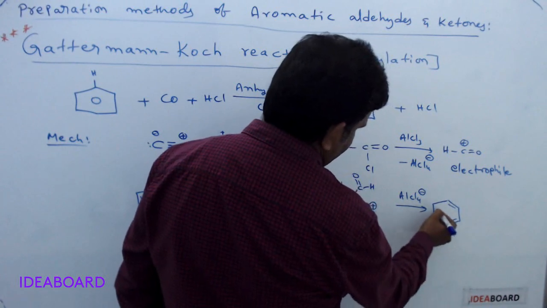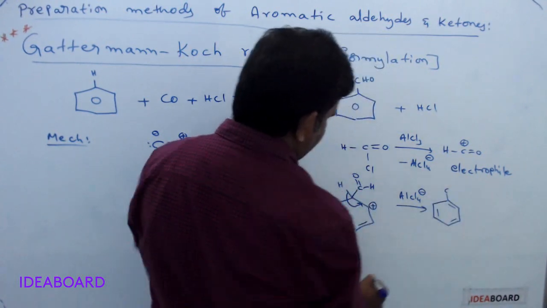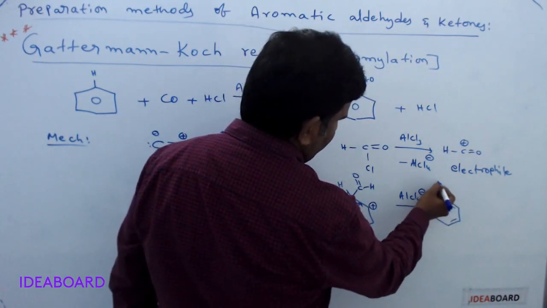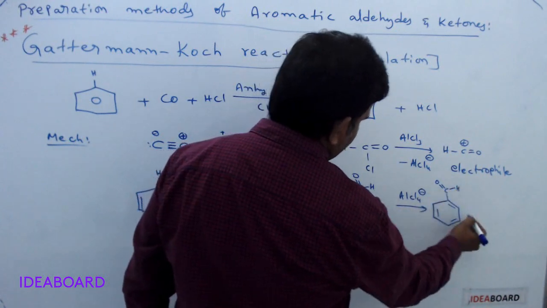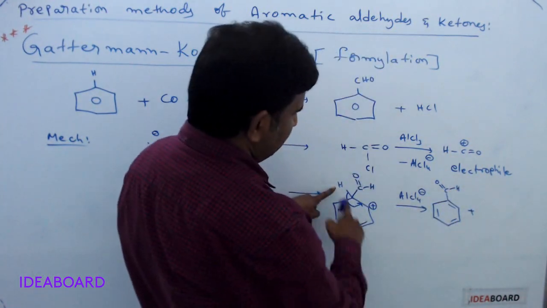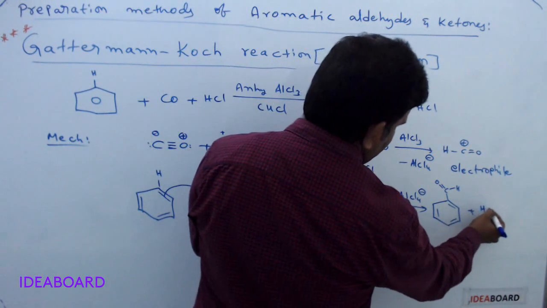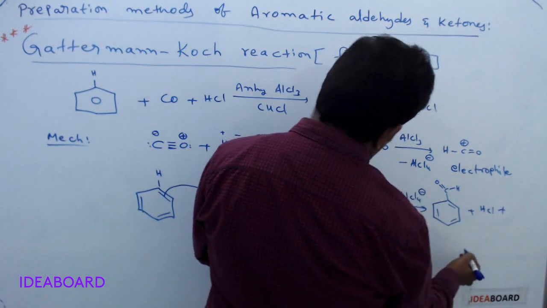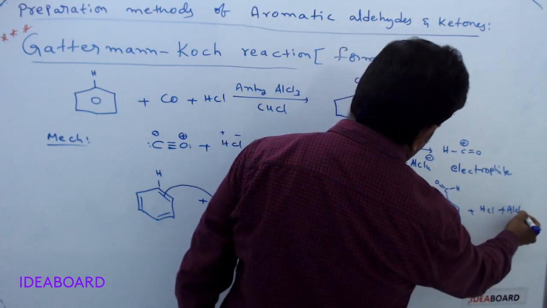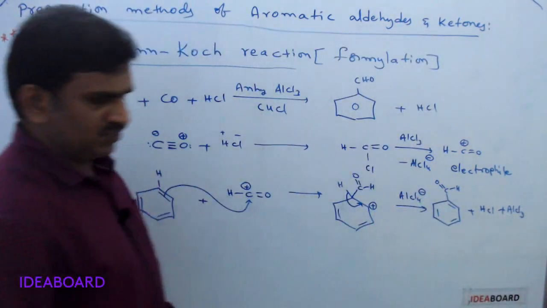So here the pi bonds remain, and here C double bond O and H is formed. And what is the remaining? H and one Cl, that is HCl, and the remaining is AlCl3 also. Okay, that is the product.